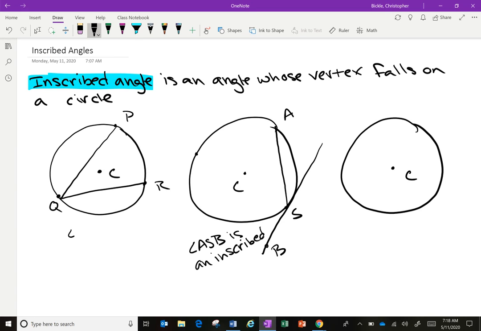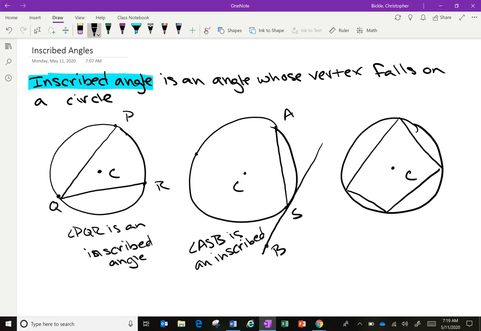So same thing over here. We said that angle PQR was an inscribed angle. And it doesn't even matter. It doesn't have to just be one angle, guys. We could have like a parallelogram. And that's not a very good parallelogram.